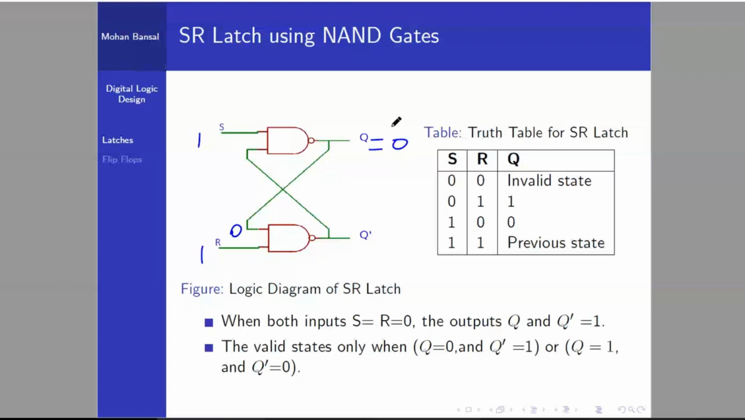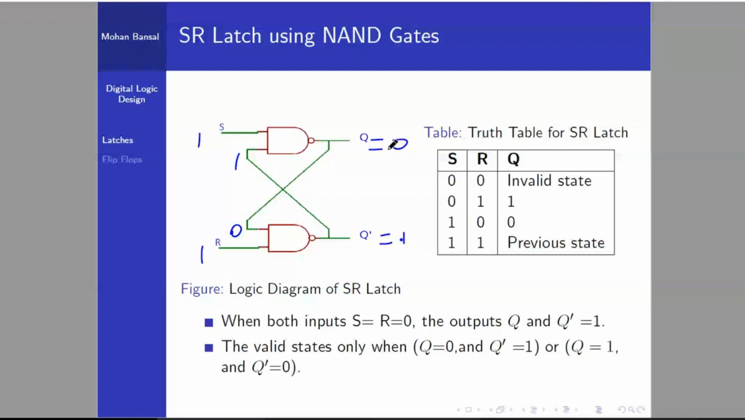If this input is 0, Q bar will become 1. And this is 1, so this satisfies the 1, 1. Both the inputs are 1, so the output will become 0. Correct? So this is again 0, output is 1, this is 1. So it is satisfying the condition.